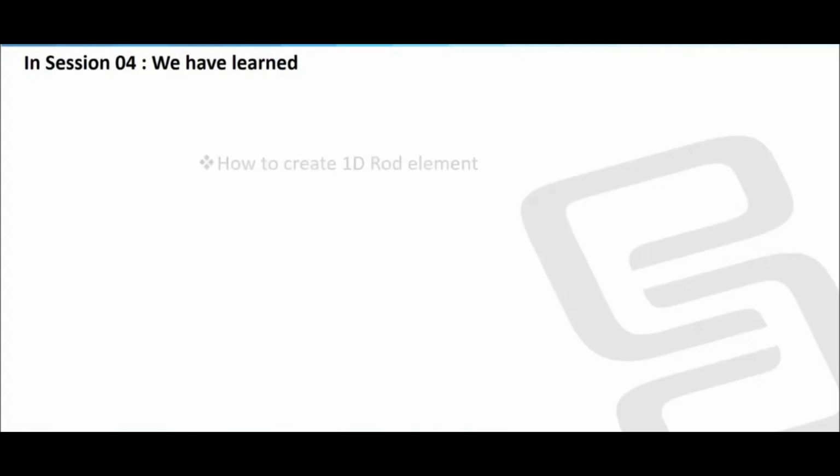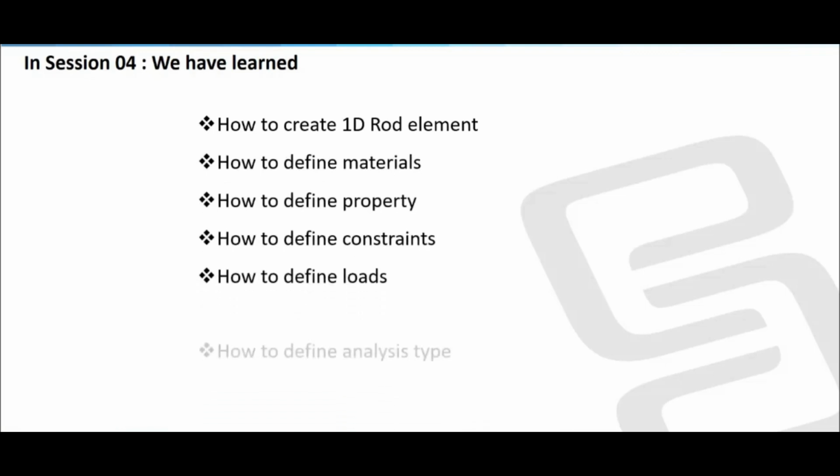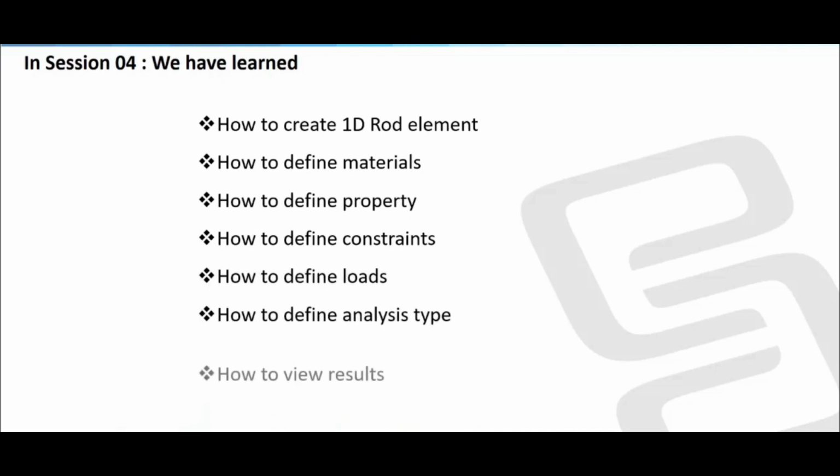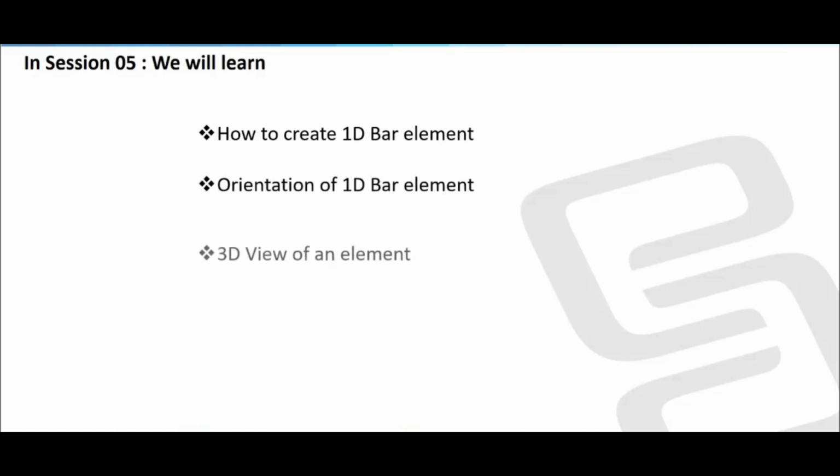In session 4, we have learned how to create a 1D rod element, how to define material, property and constraints, how to define loads, how to define the analysis type, and how to view the results. In session 5, apart from that, we are going to learn how to create a 1D bar element, define the orientation of 1D bar element, and view the 1D element in 3D.